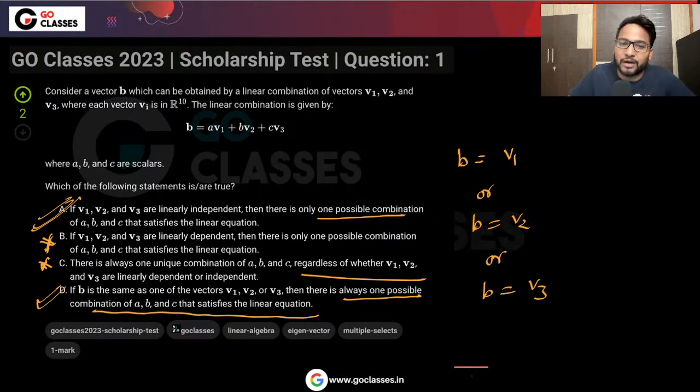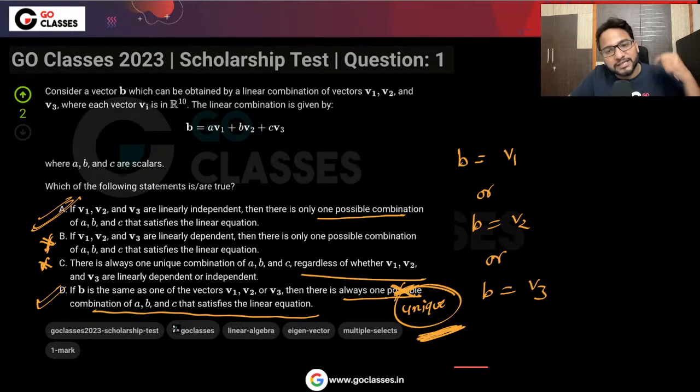I actually wanted to ask, there is always one unique combination. Instead of possible, I wanted to write unique, but that is okay. The question I actually wanted to ask is basically about the unique. In case I'm writing unique, then in this case D is false.